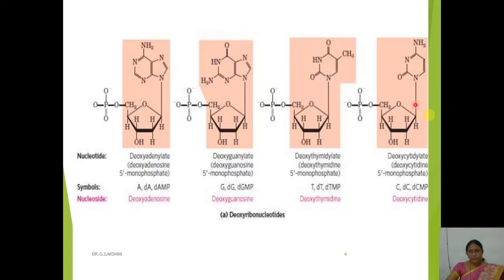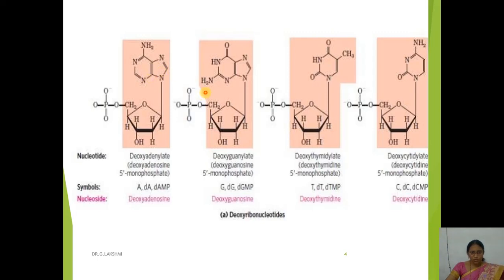So these are the purines and these are the pyrimidines. The nitrogen base is attached to sugar, and now the sugar is attached to the phosphate group. The entire structure is called a nucleotide. See here, this is a double ring structure. I already told you, a six-membered ring attached to a five-membered ring.